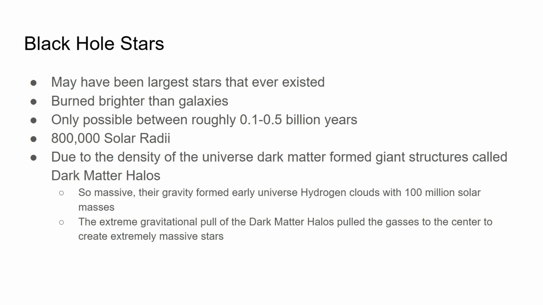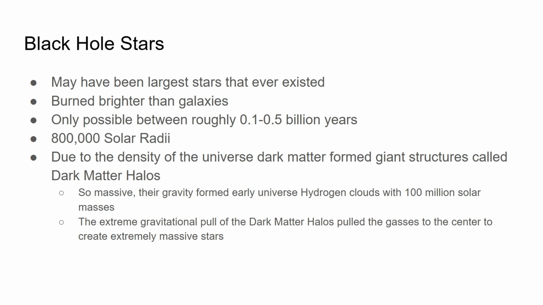Black hole stars. Black hole stars are theoretical and they may have never existed, but if they did, it would only have been possible roughly between the first 0.1 and 0.5 billion years of the universe. They would have burned brighter than galaxies, and they were massive, 800,000 times the solar radius of the sun. These could only form in such a short amount of time due to the high density of the universe back then. The density would create structures of dark matter called dark matter halos, which essentially amplify the gravity even more.